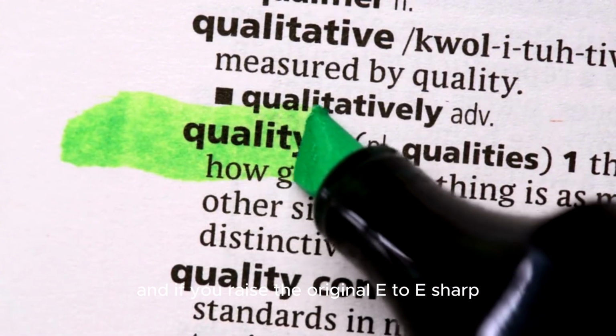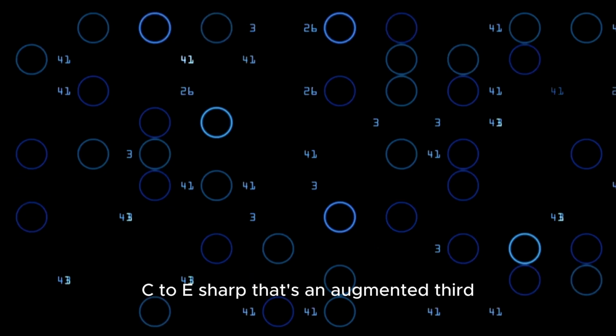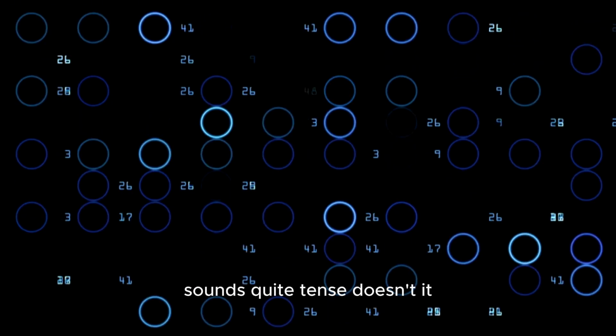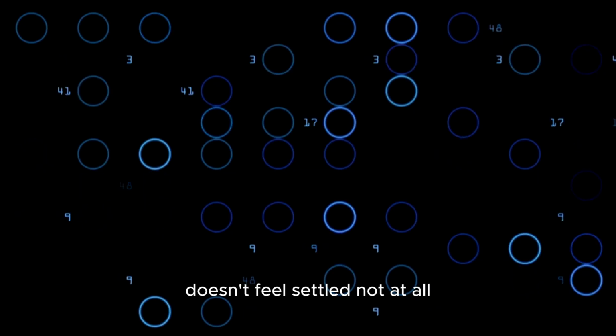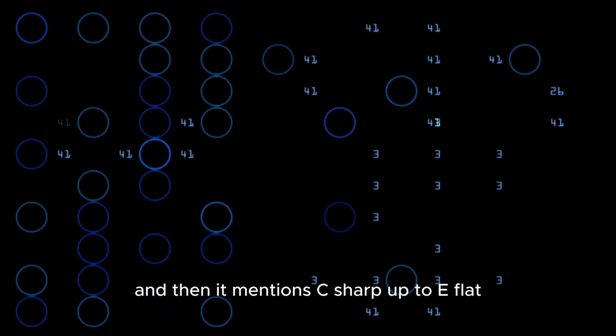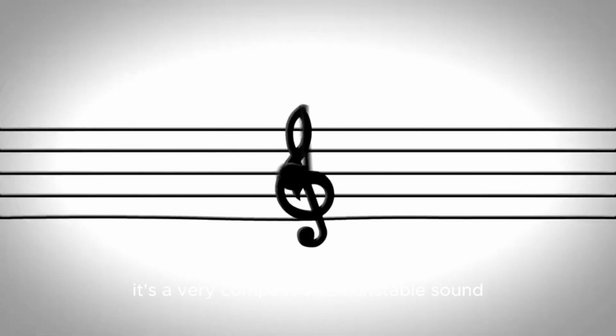Totally different vibe. And if you raise the original E to E sharp, C to E sharp. That's an augmented third. Sounds quite tense, doesn't it? Doesn't feel settled. Not at all. And then it mentions C sharp up to E flat as a diminished third. That sounds really small and kind of crunchy. It does. It's a very compact, often unstable sound.